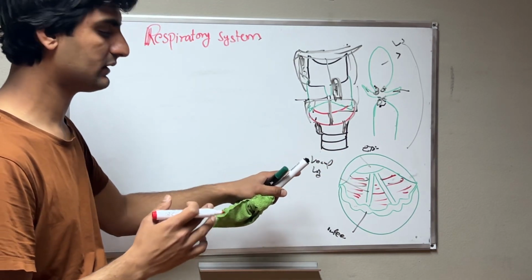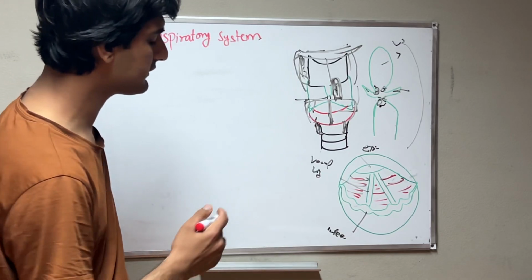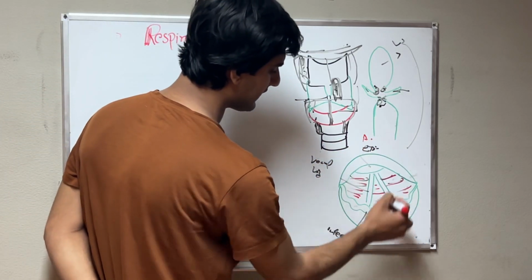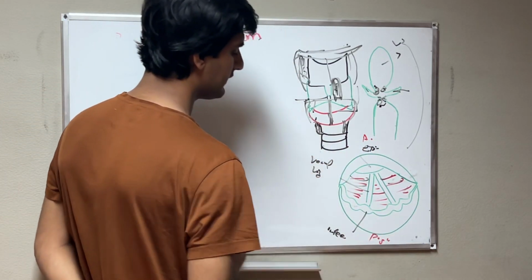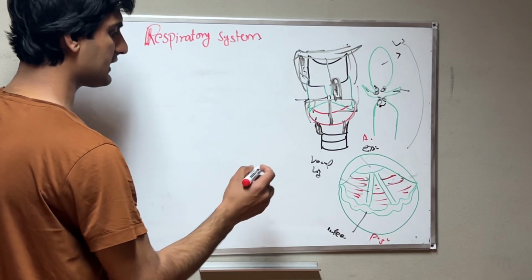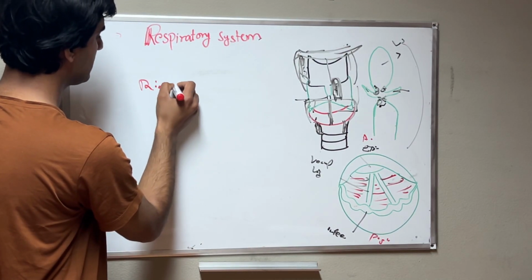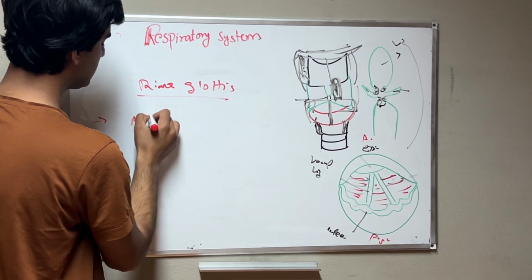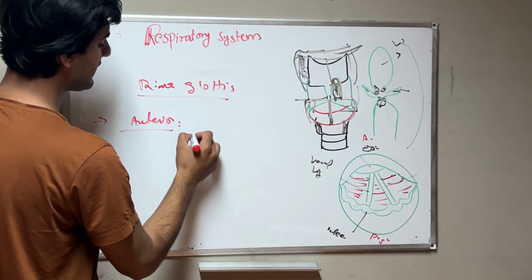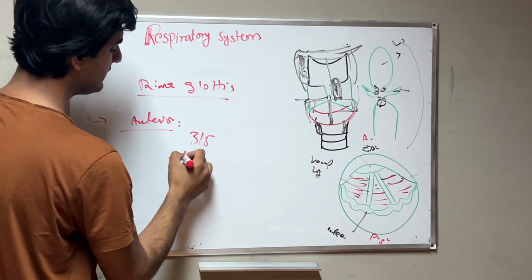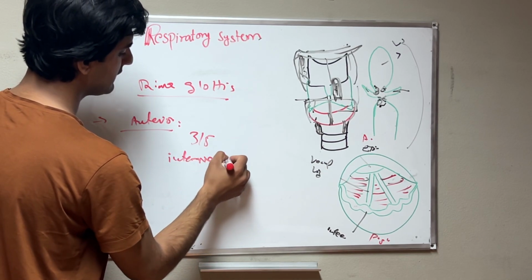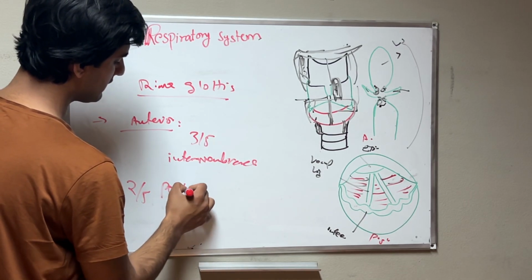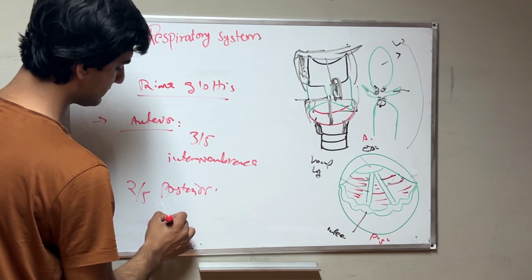This is very important, the muscle. I will talk about it later. First we need to know that the epiglottis is on the anterior side, and on the posterior side we have the interepiglottic fold. If you talk about the division of the rima glottis, in the anterior view it is divided: three-fifths anteriorly is intermembranous, and two-fifths posteriorly is intercartilaginous.